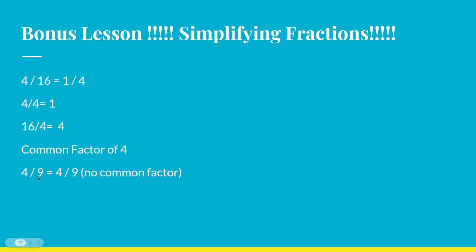4 over 9 is equal to 4 over 9, since there are no common factors for us to simplify this expression. This is as simple as it gets.